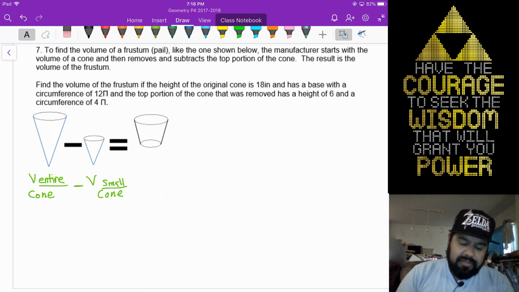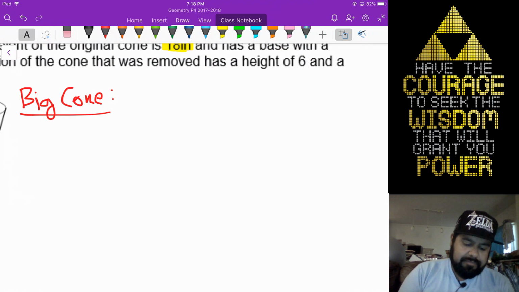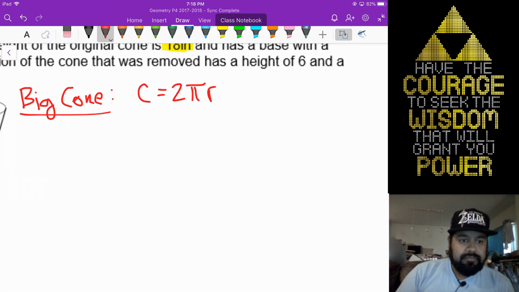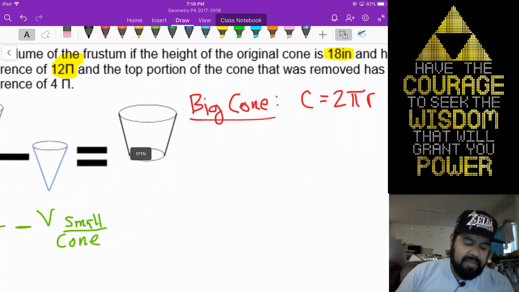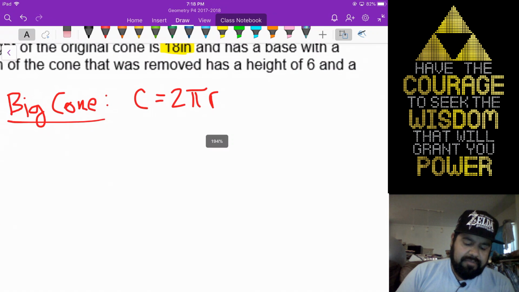So the height of the original cone is 18 with a circumference of 12 pi. I need to find the radius from the circumference. So for my big cone, we're going to go ahead and say that our circumference is equal to 2 pi r. So 12 pi, yes, I don't know why the pi's came out weird in this, but 12 pi is going to equal 2 pi r.